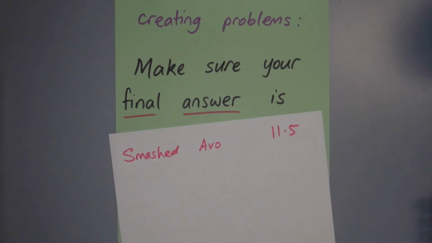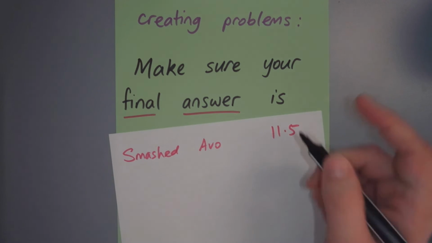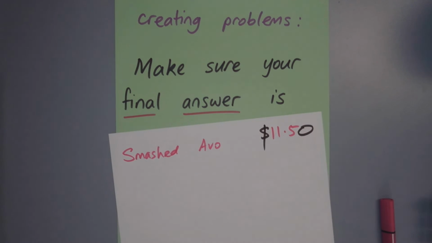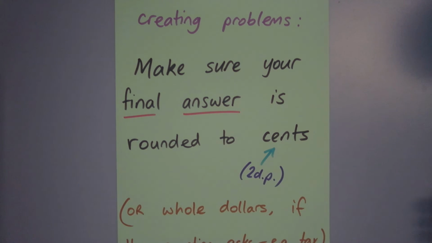The correct way to write it is to have the dollar sign in the front for starters, and then to make it 50 cents by adding the 0 on there. That is the correct way to write it. So don't try to be a cafe being too hipster for their own good with your maths tests. Make sure your final answers are written as dollars and cents, or just plain dollars if that's what's needed. All right, go and enjoy your smashed Avo or whatever you're having for lunch.